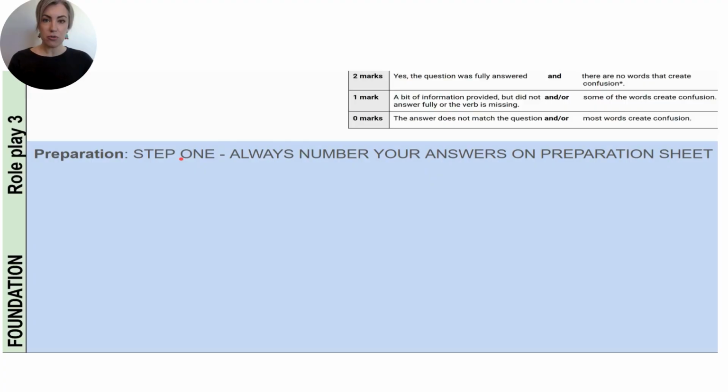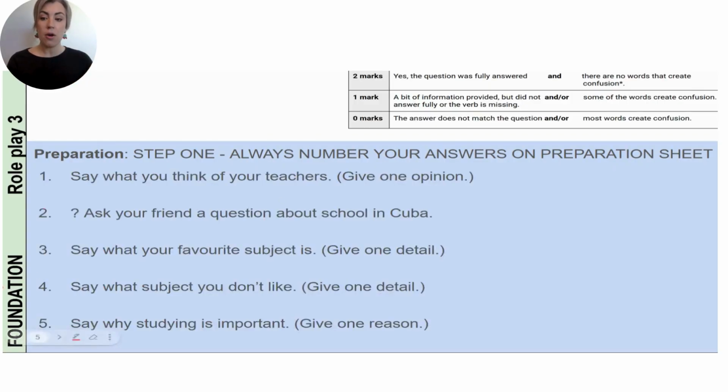The first thing you need to do for your exam technique is, as soon as you get in the preparation room, write down role play 1, 2, 3, 4, 5. This is because when you are in the exam, if you go blank, you just need to look at the bullet point you're in and just read off your piece of paper from your preparation sheet, okay? So always number your answers on the preparation sheet. I cannot emphasize this enough.